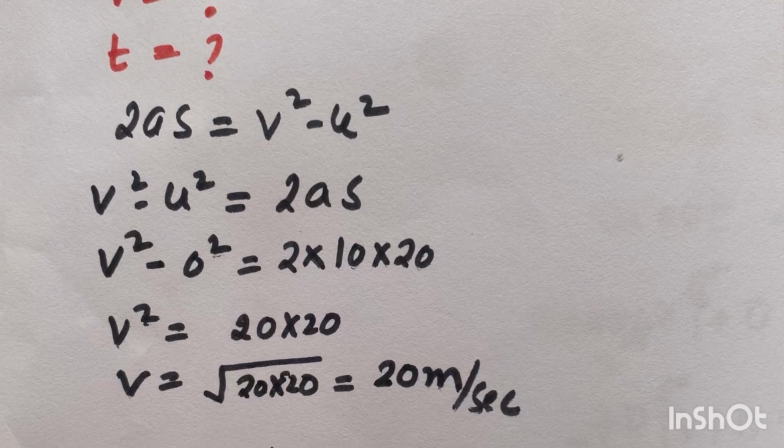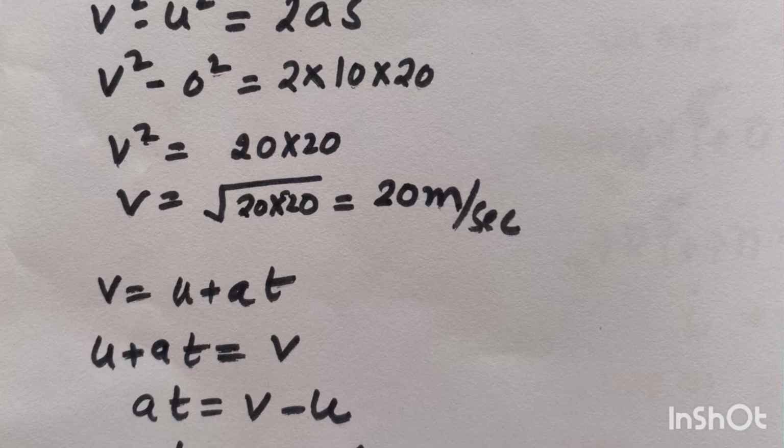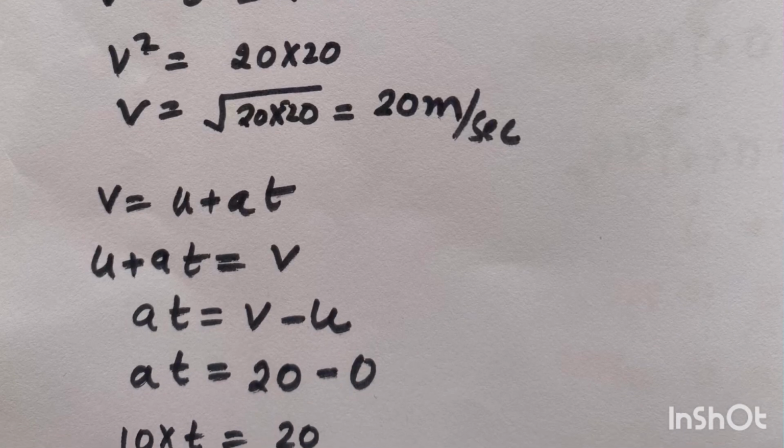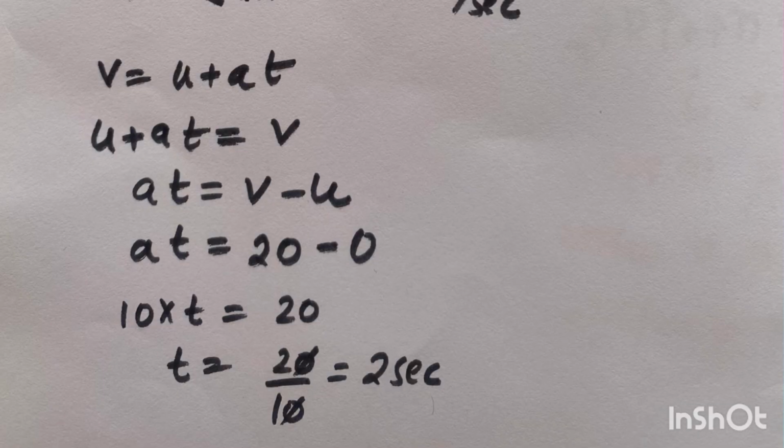To find time, use the first formula v equals u plus at. Now rearrange this formula just to make the calculation easy. u plus at equals v. Take u that side, v minus u, then at equals v minus u. So from there you can find t. So a is 10, 10 into t equals 20. So time equals 20 by 10, that is 2 seconds.